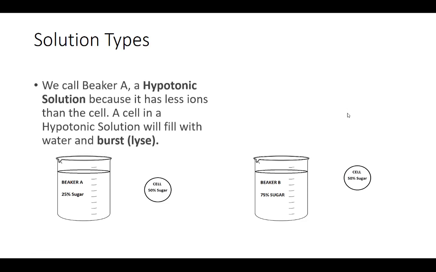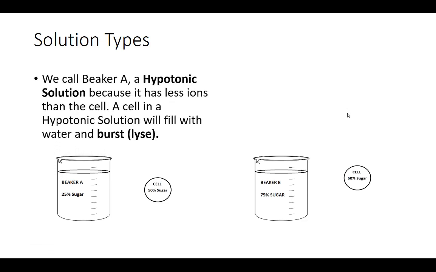If we took beaker A and we put the cell into it, we said that beaker A would be a hypotonic solution. Hypo meaning less than, and so it's a hypotonic solution because it has fewer ions than the cell. So a cell in a hypotonic solution, what do you think is going to happen to it? We said the water is going to move into it, and it's going to swell up and swell up and burst. And when things burst, we simply call that lyse or lysis. It means to cut, split, or pop.